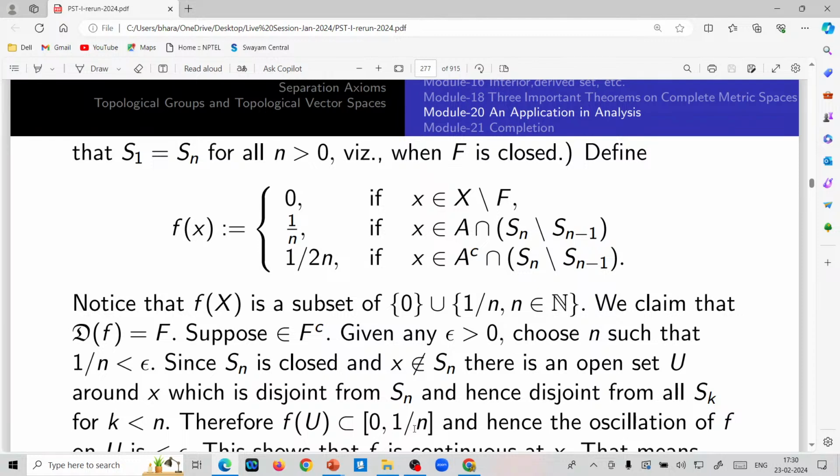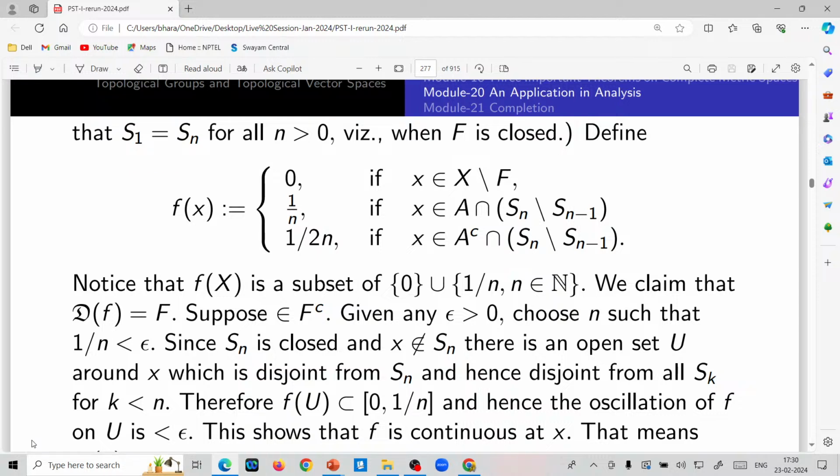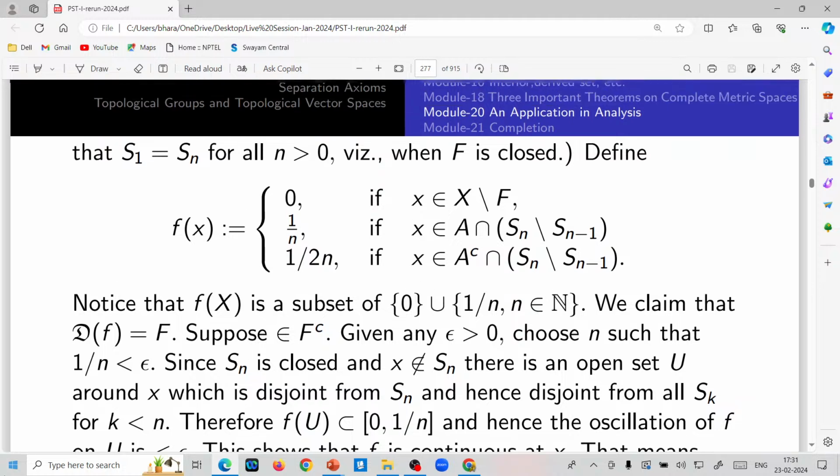All these are bounded subsets, and finitely many values will be there. Hence, the oscillation of F on U will be less than epsilon. Oscillation, remember, is nothing but modulus of Fx minus Fy, where x and y both run over the open subset. So that is less than epsilon, and that is precisely the continuity of F on U. Once it is an open subset on which it is continuous, it will be continuous at that point. This shows F is continuous at x.